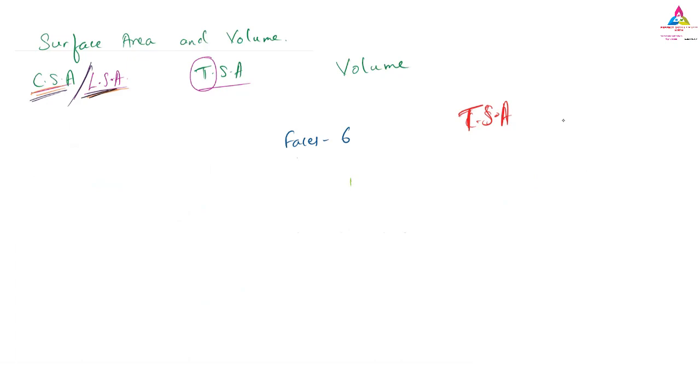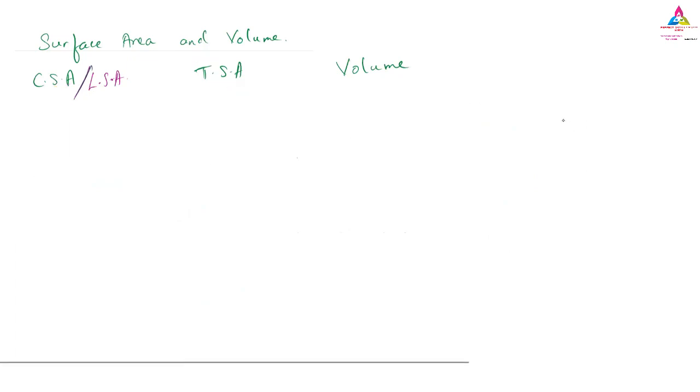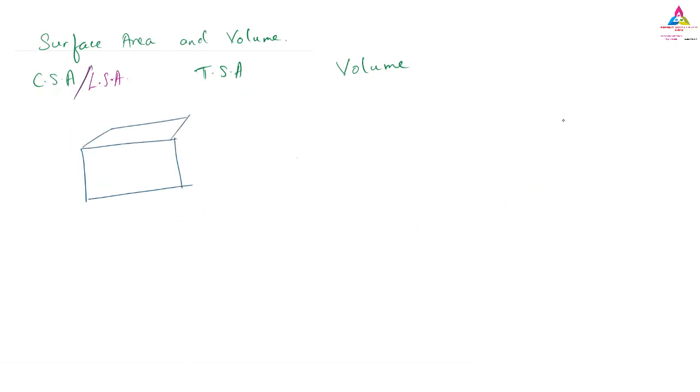So now let us move towards the volume. What is volume? How will you differentiate a volume from the area? This is our cuboid. Volume is a capacity. Then what about the area?